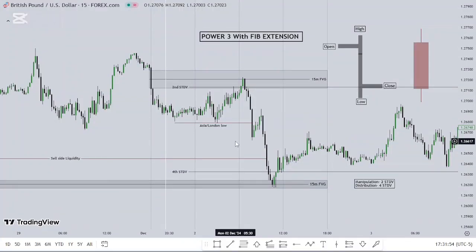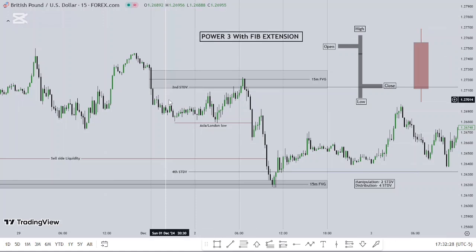Another day, another jam. So today we'll be looking at Power 3 with Fib extension, an introduction to Fib extension. Let's say this is a daily candle. We have this accumulation, which is Asia, and we have a manipulation, which is London. Then we have distribution, which is New York, and we have the closing price. Basically, the candle is going to look like this: open, high, low, and close. So this is an actual daily candle.